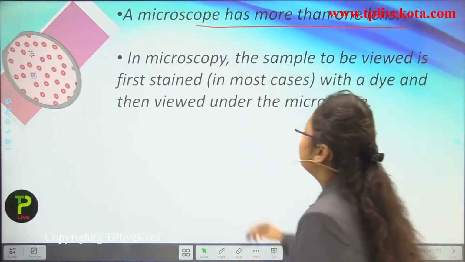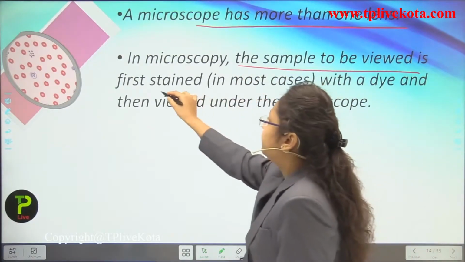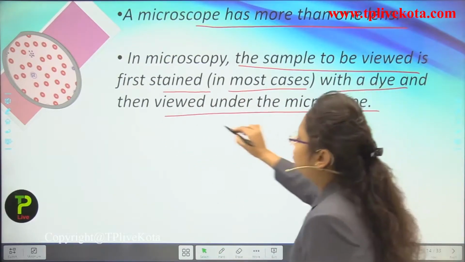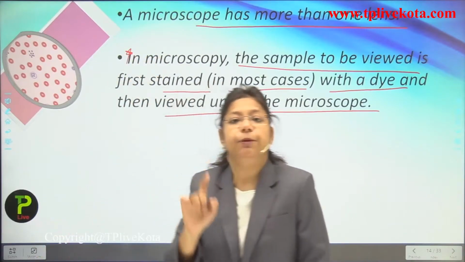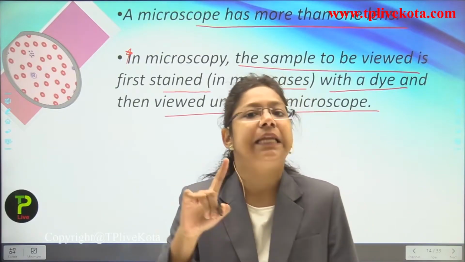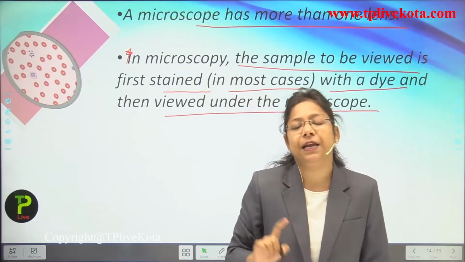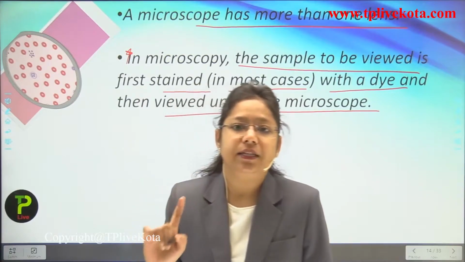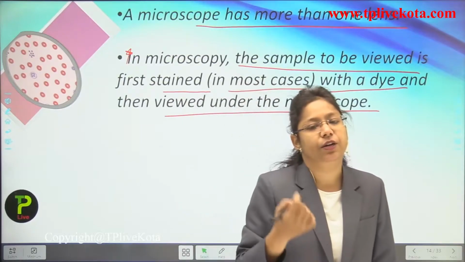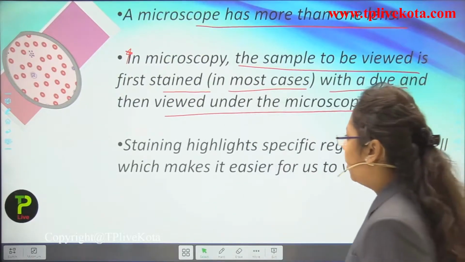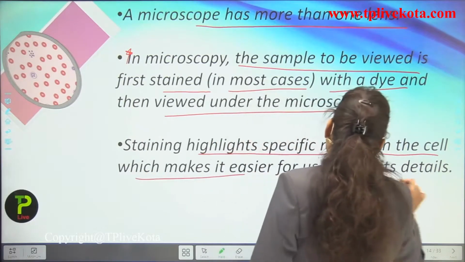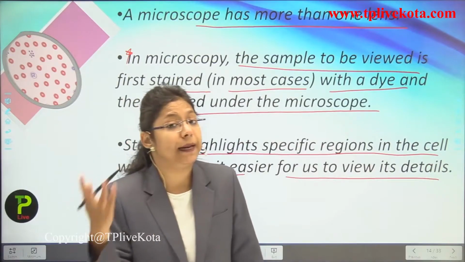Okay, now in microscopy, the sample to be viewed is first stained in most cases with a dye and then viewed under the microscope. This is a very important point students, because if you are staining, then you can see each and every part of a cell clearly. So to make each and every part of a cell visible, scientists or students first dye it. They stain it with safranin or any other kind of dye. Staining highlights specific regions in the cell, which makes it easier for us to view it with complete details.